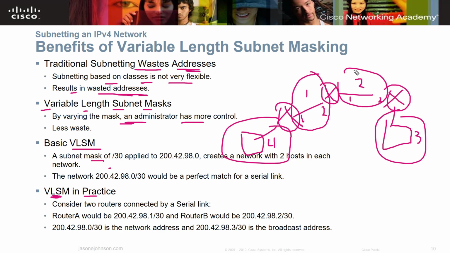So you don't want to split that up into 4 and say, hey, I've got all these hosts now that are wasted in here. So what you do is you use VLSM to be able to say, I'm only going to assign 2 IP addresses here for hosts, and then I'm only going to assign 2 here, and then I'm going to leave the rest of them for down here and down here. And that's how VLSM works.